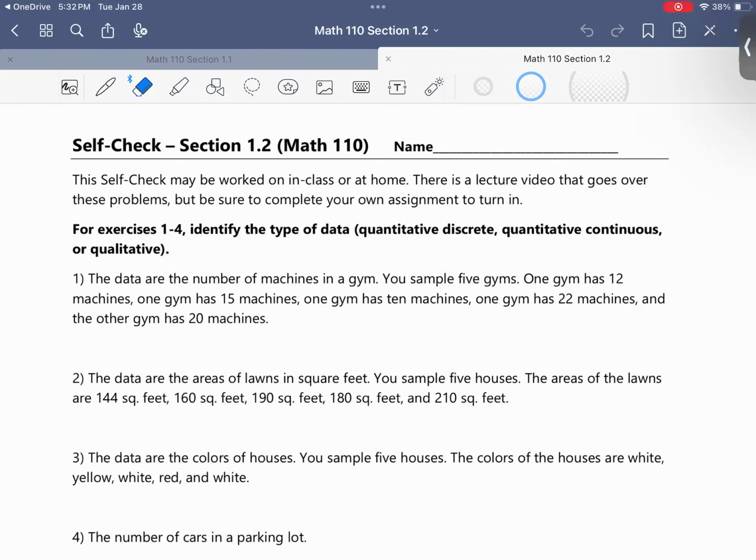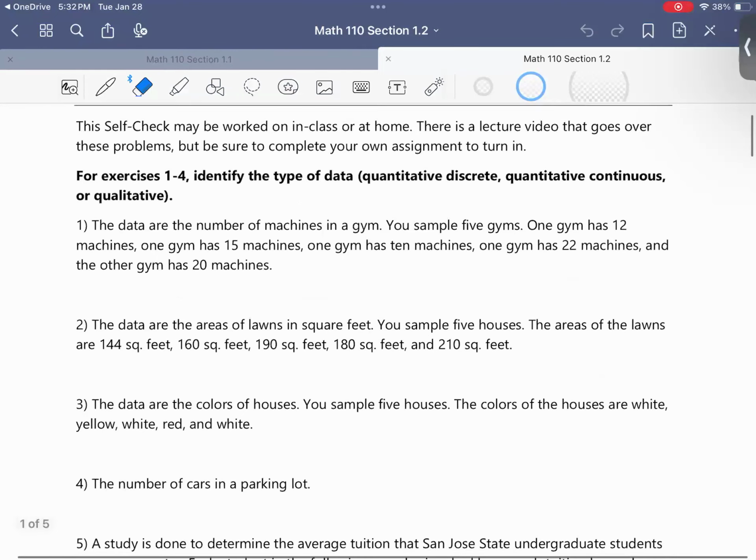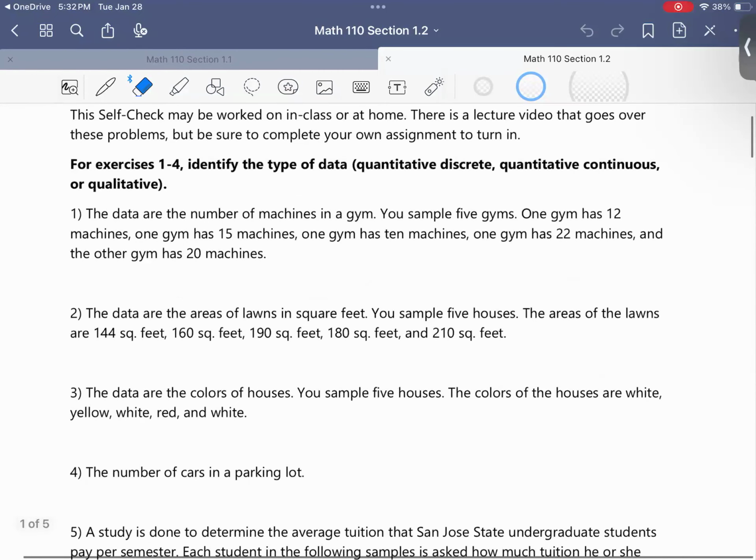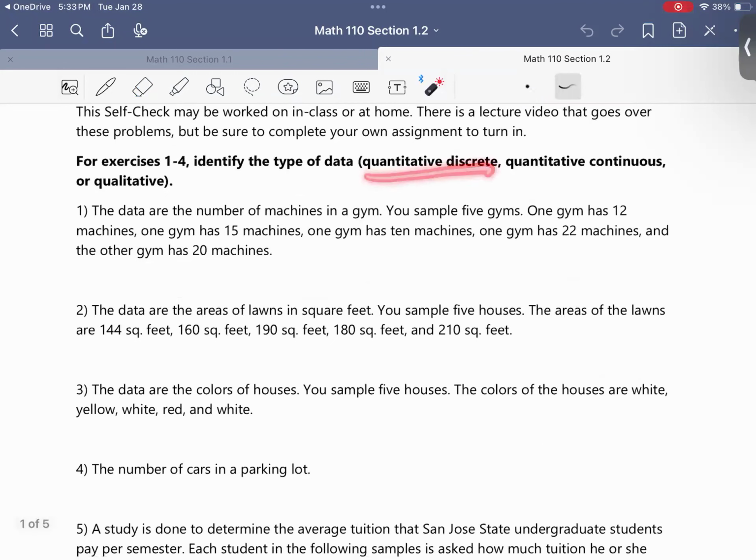Section 1.2. So let's go ahead and cover exercises 1 through 4. In exercises 1 through 4, we want to identify the type of data being presented. It would either be quantitative discrete, quantitative continuous, or qualitative. So it's going to be one of these three options.